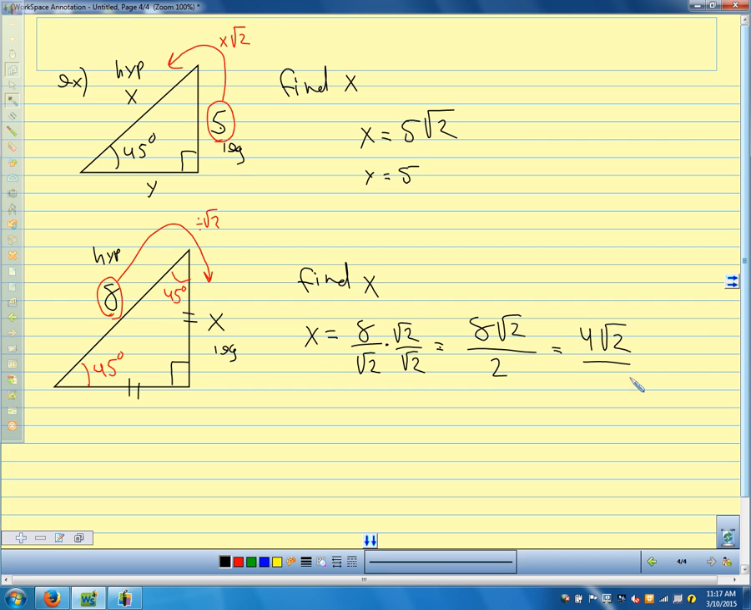If you left it as 8 over square root of 2 and the problem asks you to write it in simple radical form, that would be a small deduction on the quiz right there. Yes, you would get points off. Small deduction, but you would get points off. Because this is simple radical form, this isn't.